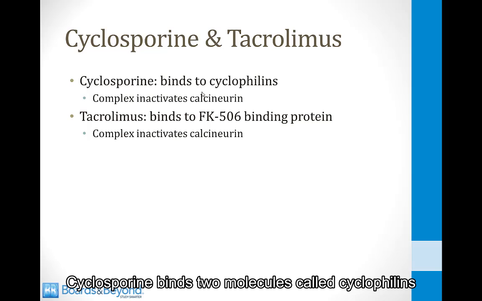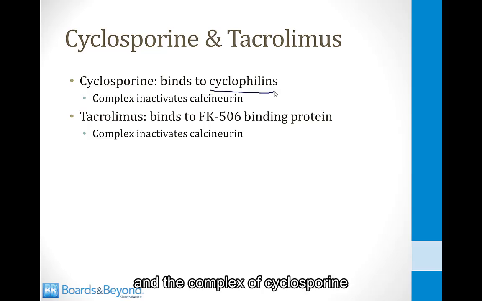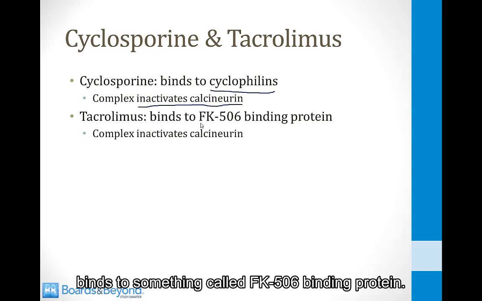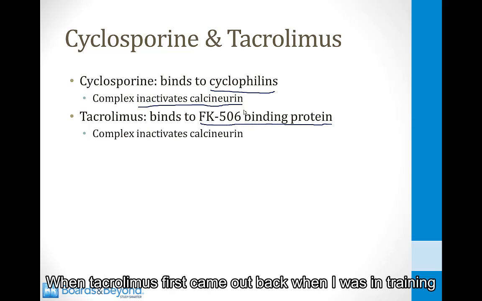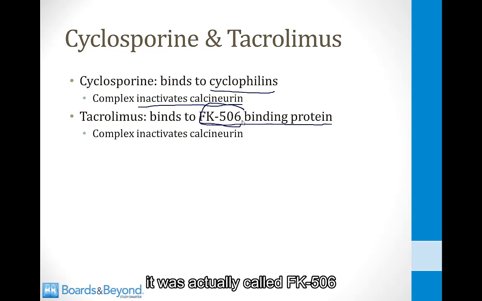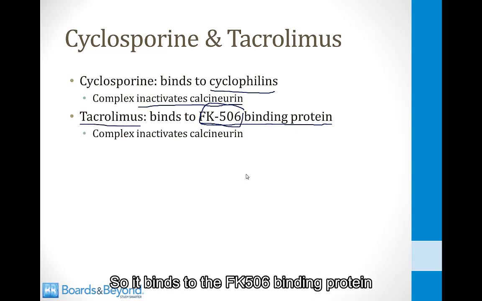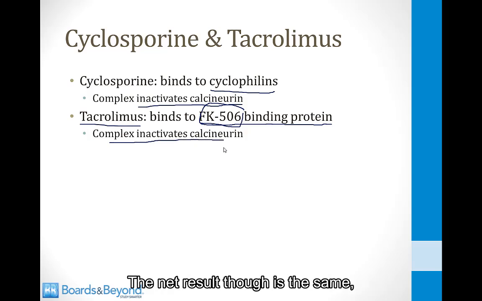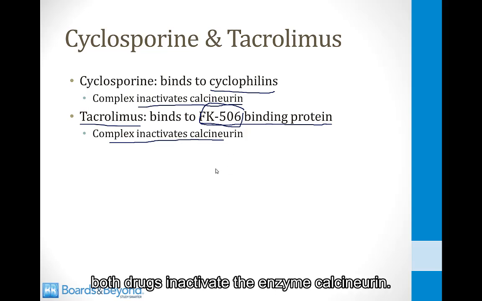Cyclosporin binds to molecules called cyclophilins, and the complex of cyclosporin and the cyclophilins inactivates calcineurin. Tacrolimus, on the other hand, binds to something called FK506 binding protein. When tacrolimus first came out, back when I was in training, it was actually called FK506, and later it was named tacrolimus. So it binds to the FK506 binding protein, and this complex is what inactivates calcineurin. The net result, though, is the same. Both drugs inactivate the enzyme calcineurin.